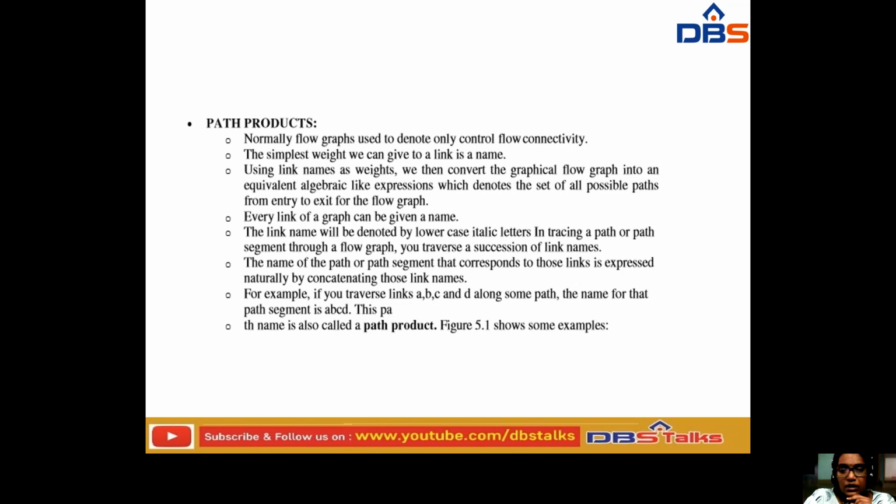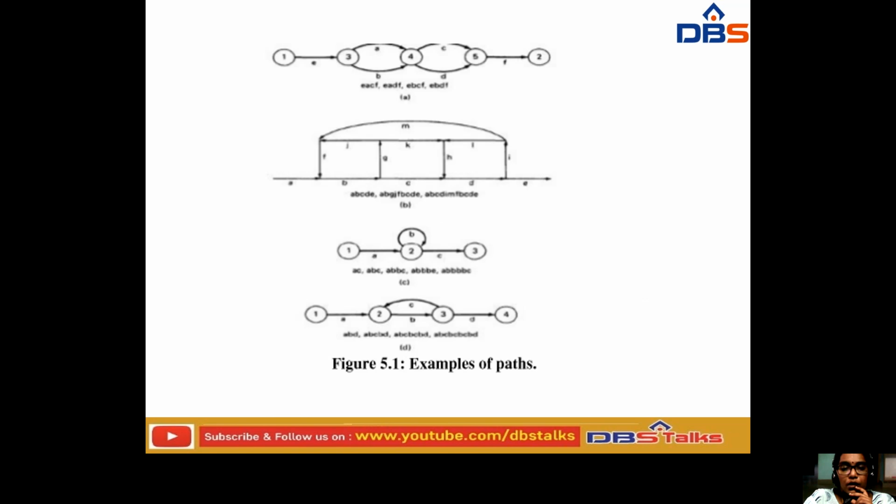In the next slide, figure 5.1 shows examples of path products. If you observe this figure, these are the examples for the path product. These are the links 1, 3, 4. This is the first node and this one is the second node, and in between them there are links, from 1 to 3 it is A.